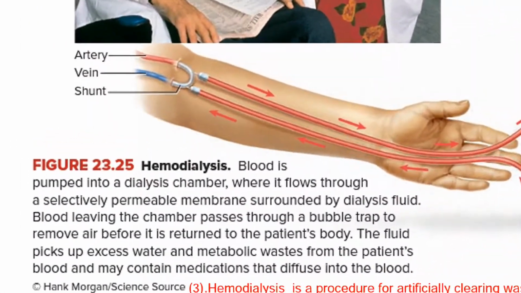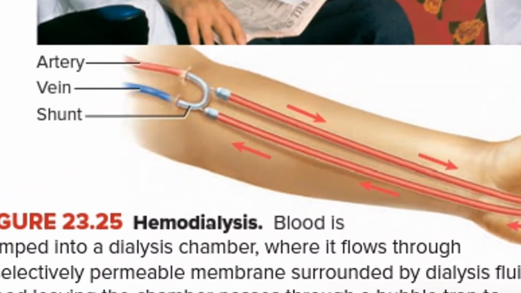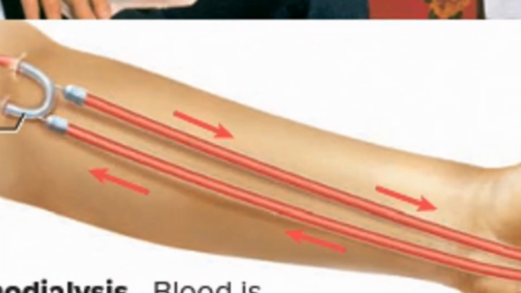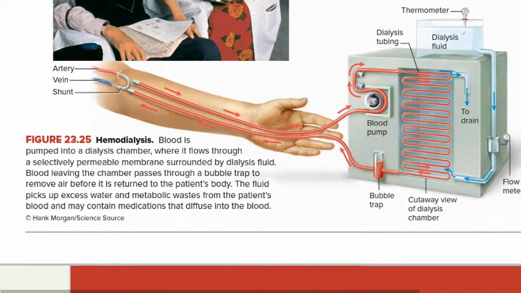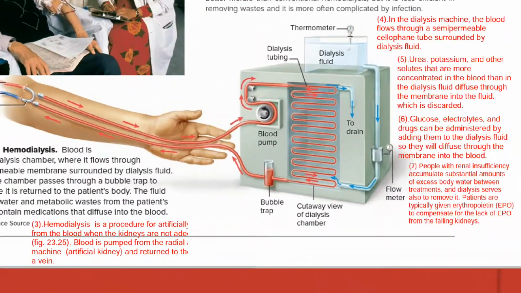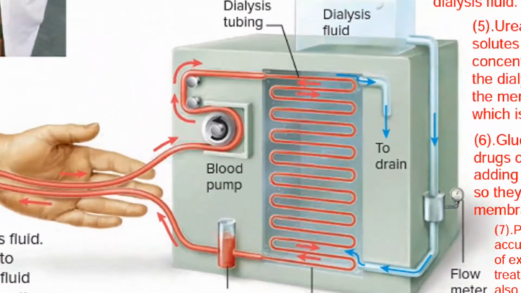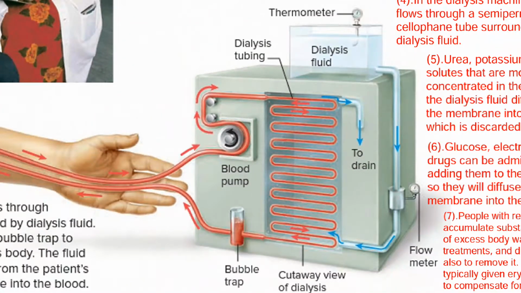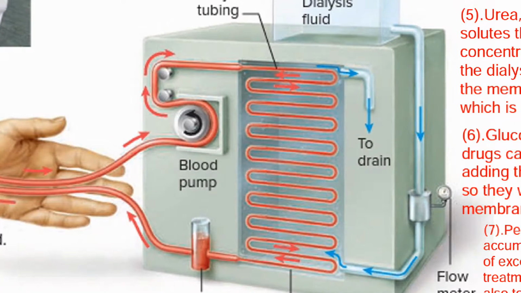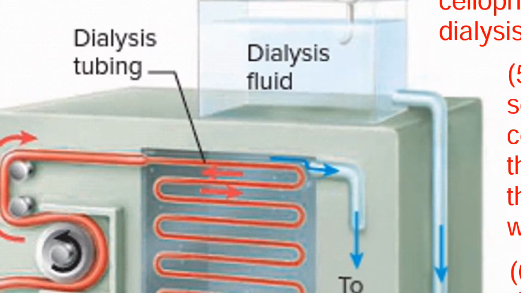So what exactly is done in the hemodialysis process? Here you can see this is the patient's arm, they are showing the patient's hand, and from the radial artery, with this arrow, you can understand the blood is entering into the artificial kidney or the dialysis machine. Now here you can see this is the blood pump, and this blood pump is pumping the blood into the dialyzing tube.